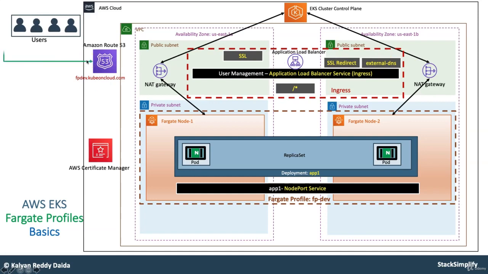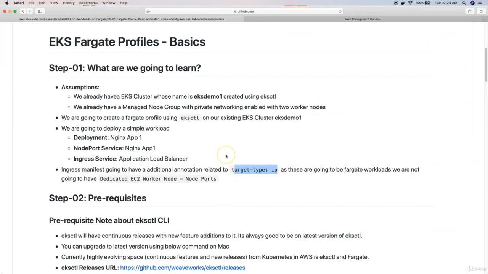Whenever a user tries to access fpdev.kubeoncloud.com/app1/index.html, it comes to the application load balancer, and from there it goes directly to the pods. So there is no node port service in between. From the application load balancer target types, it is going to directly go to the respective pods whenever we use the target type annotation with IP. By default, the target type is instance, which we really don't need to define because it is the default.